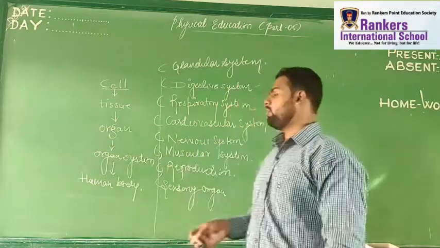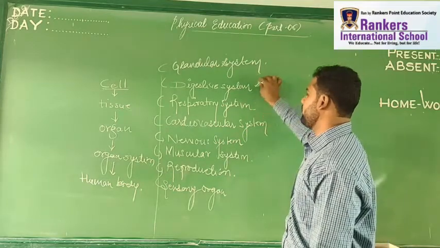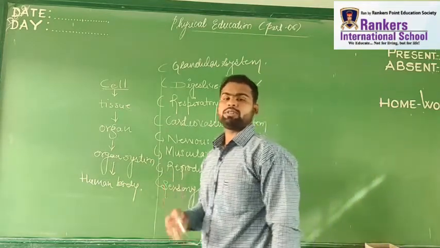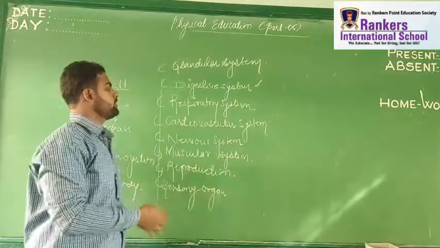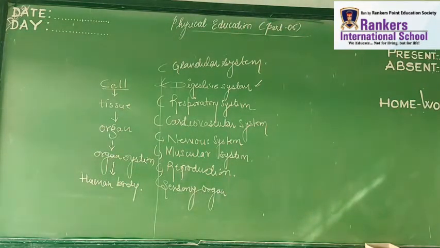Got it? So here, if you're talking about the digestive system, the digestive system is a process in which the complex substance is converted into a simpler one. What is the work of the digestive system? The work of the digestive system is to convert the complex material that we eat into simpler substances, right? So the digestive system consists of the stomach, food pipe, intestine, and definitely it helps in the production of energy.